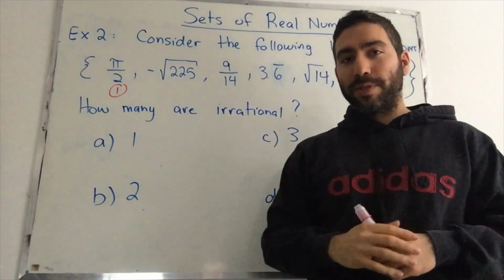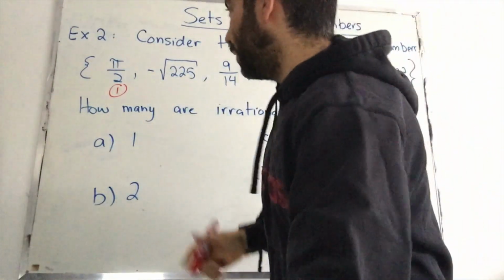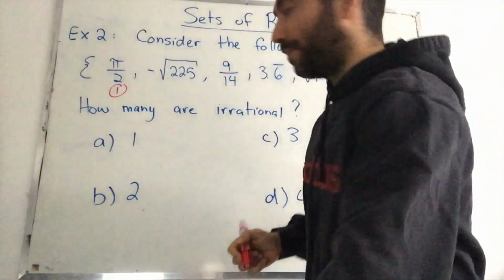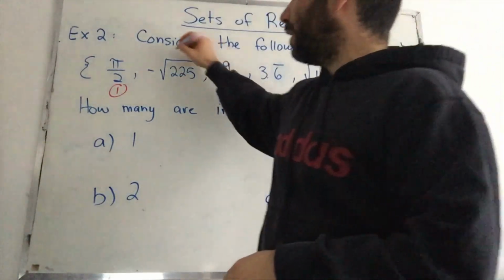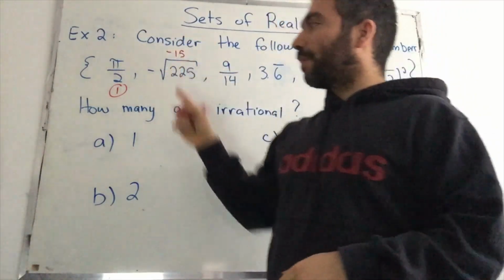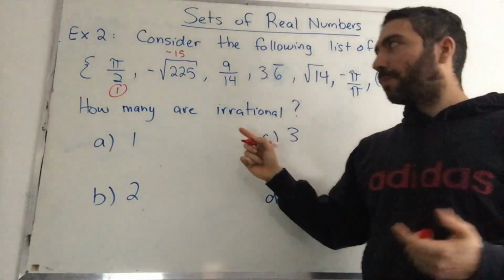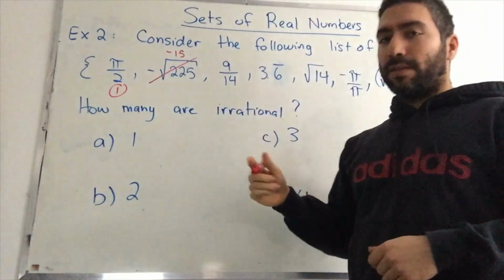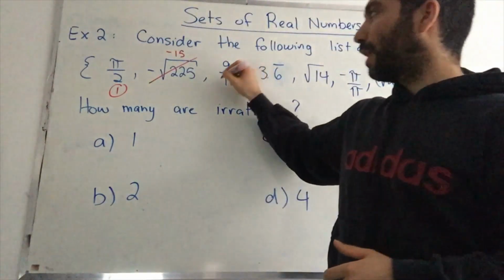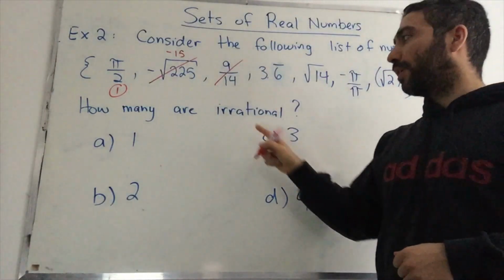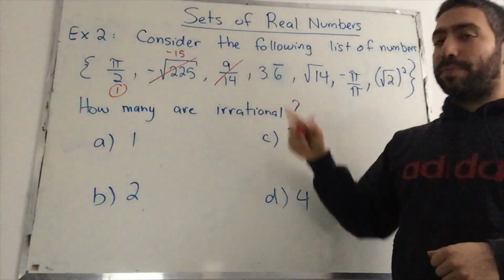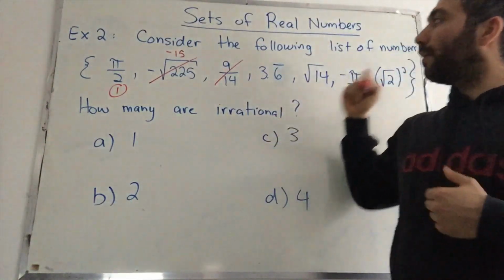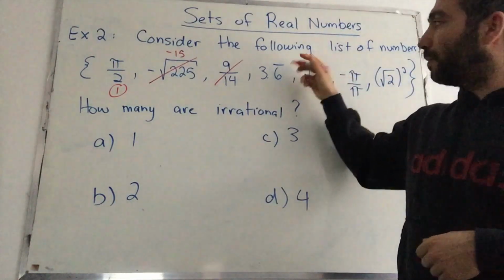Next one, we have the square root of 225. That looks like it's rational because we have a square root in it, but make sure to simplify. Check on your calculator. Square root of 225 is really just 15. So this is just negative 15. Is that irrational? No. So that one doesn't count. 9 over 14, that's a fraction. Right away we know it's rational, so we don't count that one. We're looking for irrational. 3.6 repeating, is that irrational? No, because we have a repeating decimal.